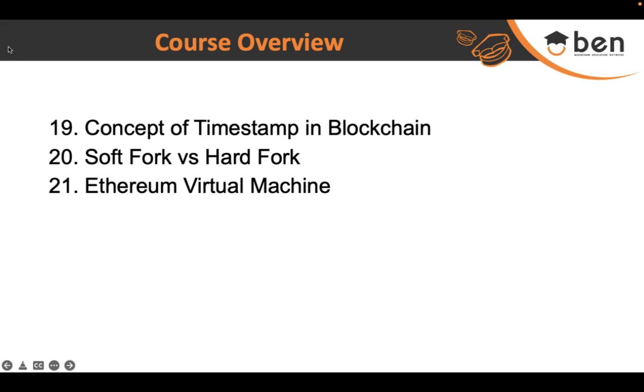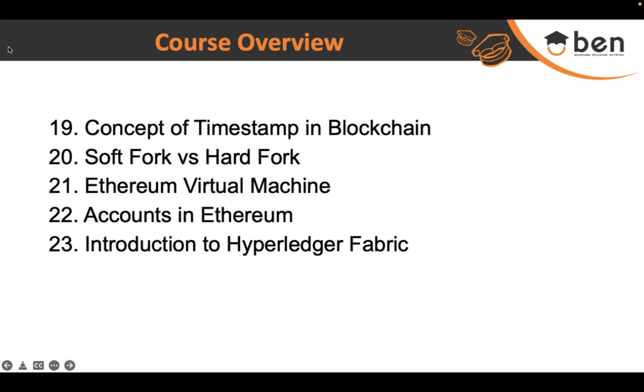Then we're going to discuss the Ethereum virtual machine. One of the most important aspects of the Ethereum blockchain is the Ethereum virtual machine. What exactly it is, what are its components, we're going to discuss it whole. Then we are going to discuss the different kinds of accounts present in the Ethereum blockchain. Finally, we are going to move to the introduction to Hyperledger Fabric. It's a permissioned blockchain software, and we're going to discuss the important points related to Hyperledger Fabric. Then one important blockchain is Solana. We are going to look at the important features of Solana as well.